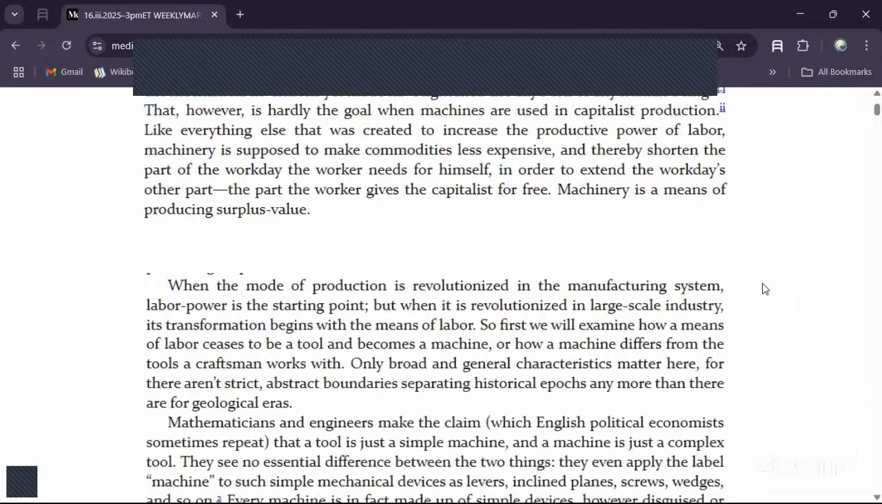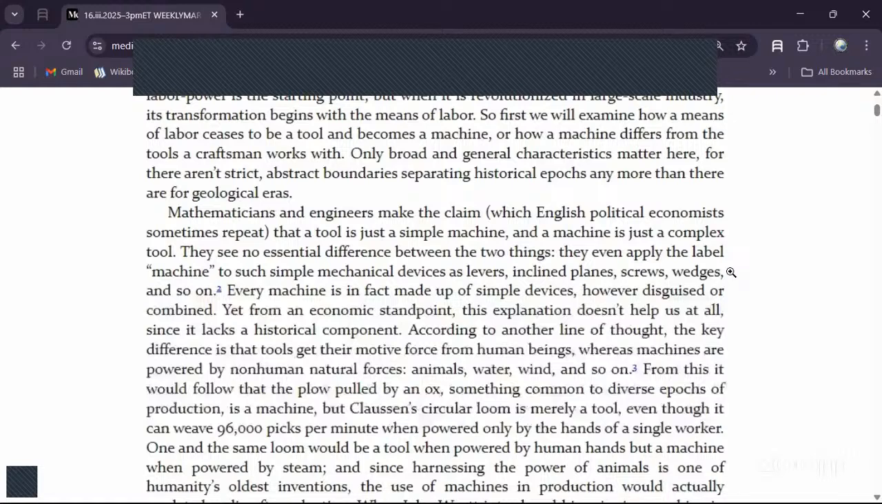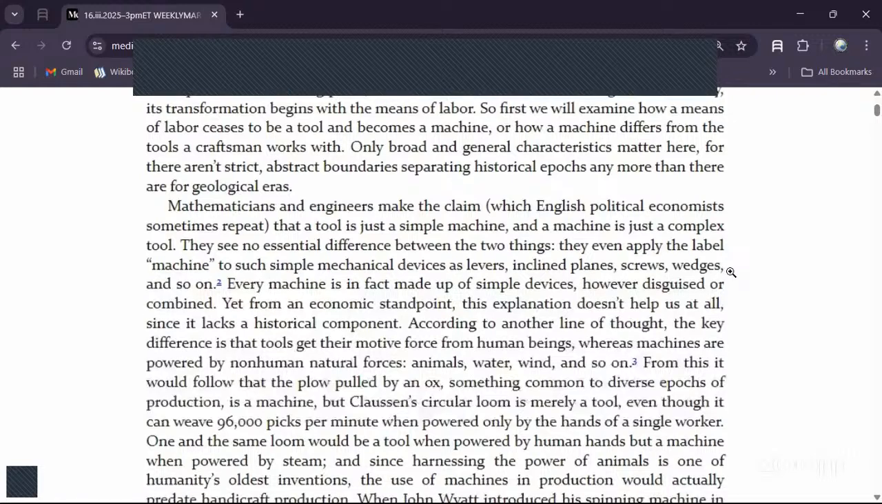Now, when the mode of production is revolutionized in the manufacturing system, labor power is the starting point. But when it is revolutionized in large-scale industry, its transformation begins with the means of labor. So first we'll examine how a means of labor ceases to be a tool and becomes a machine, or how a machine differs from the tools a craftsman works with. Only broad and general characteristics matter here, for there aren't strict abstract boundaries separating historical epochs any more than there are for geological eras. Hasn't stopped, Anthropocene and Capitalocene, whatever.